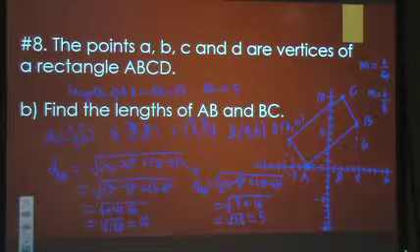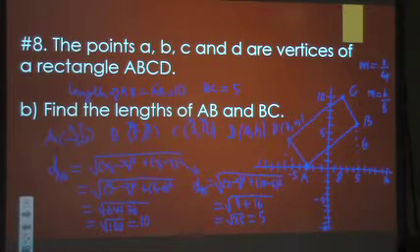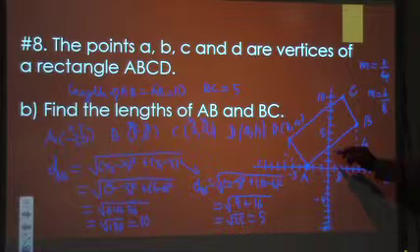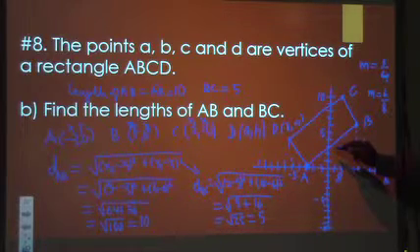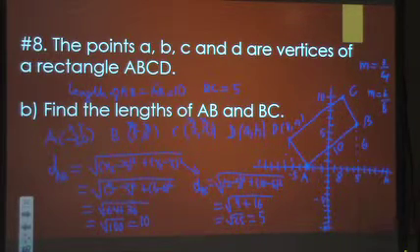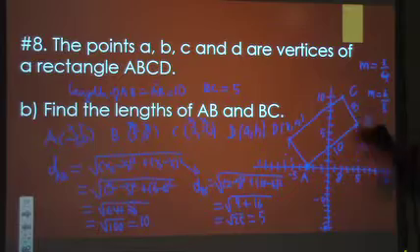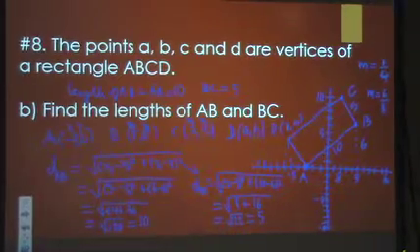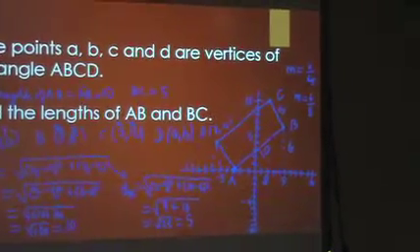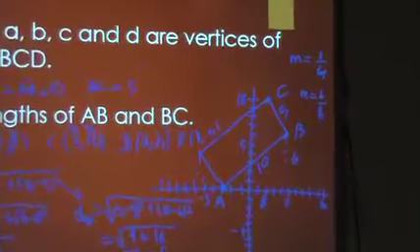So now what we have is that AB is of length 10. We have found the length of AB to be 10 units. We've also found the length of BC to be 5 units. So that's going to be our answer for part B, the length of AB and BC.